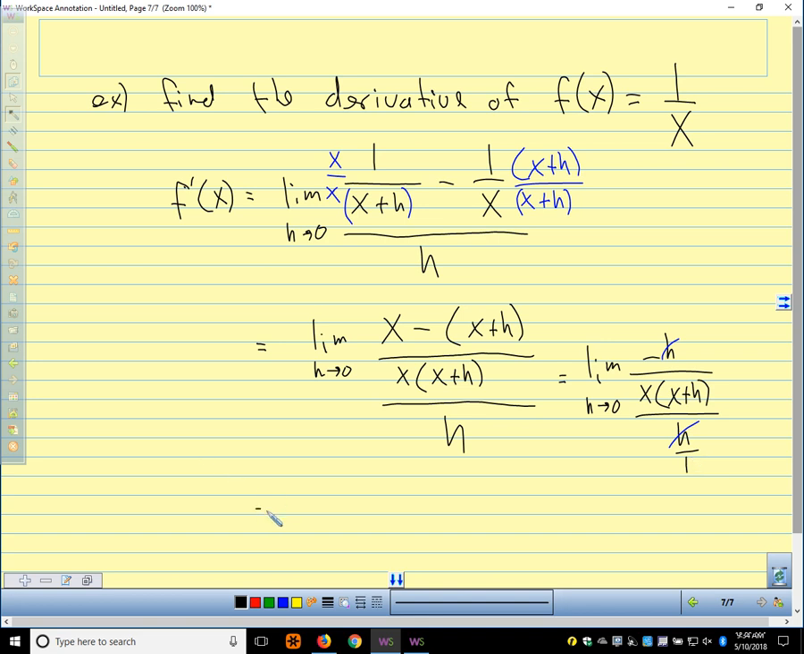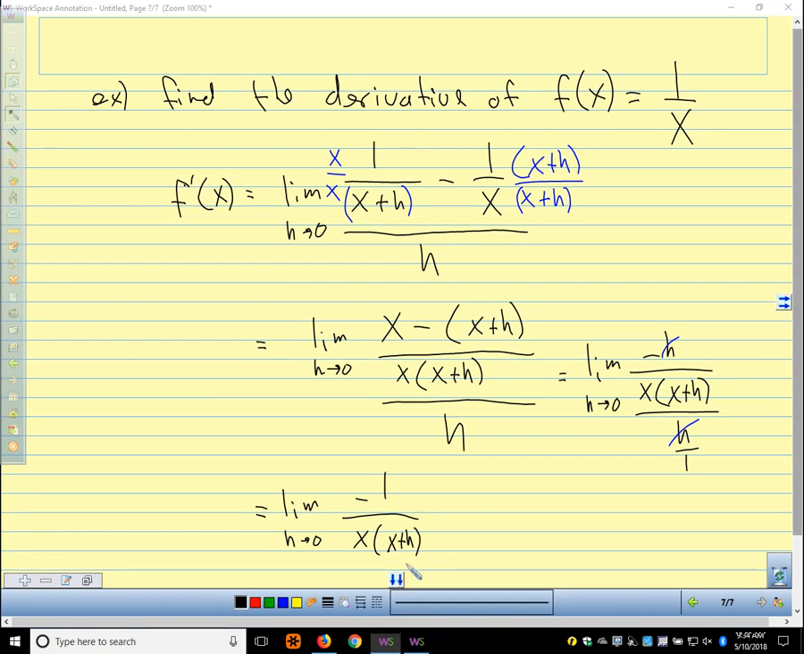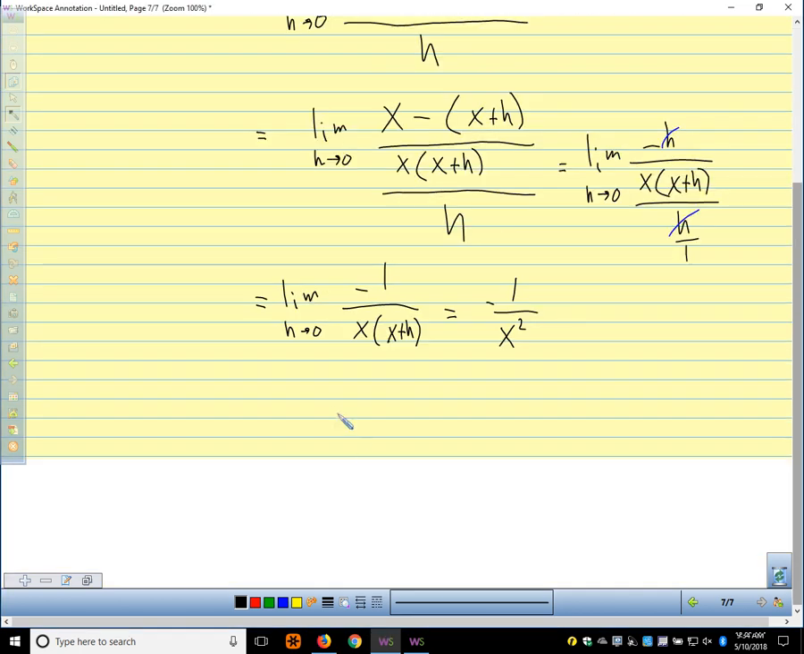And I get that this is the limit as h approaches 0 of minus 1 over x times x plus h. And now we can plug in h equals 0. And as h approaches 0, this approaches negative 1 over x squared. So the derivative, f prime of 1 over x, equals negative 1 over x squared.